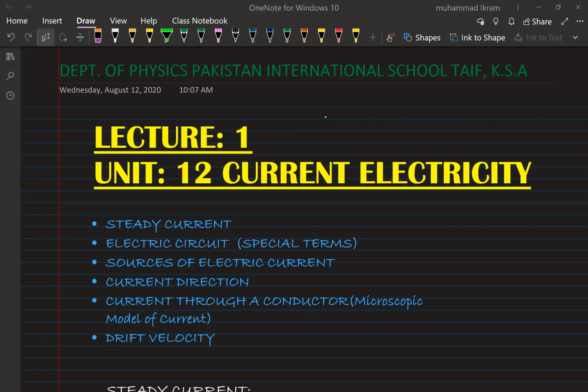Right now, we will move on to the next chapter, that is current electricity. Today is our first lecture in the second spell of the online classes. Today's topics are steady current, electric circuits, sources of the electric current, current direction, and current through a conductor, that is the microscopic model of the current, and most importantly the drift velocity, which is the main theme of our lecture. So let us start with the name of Allah Almighty.